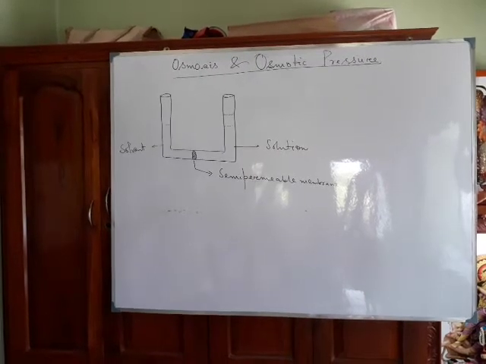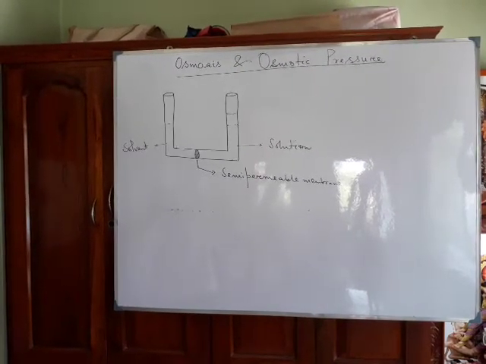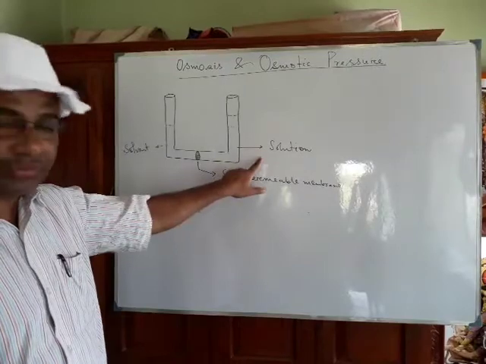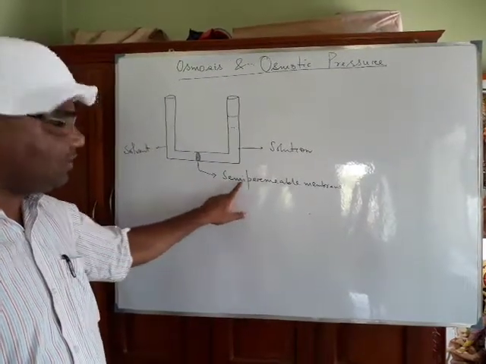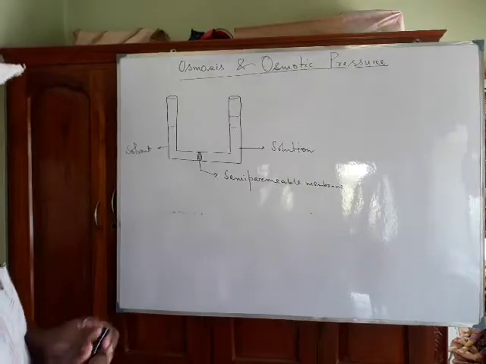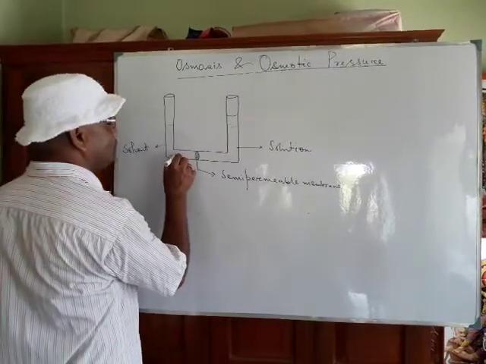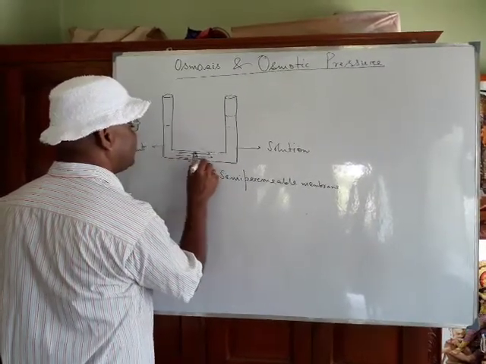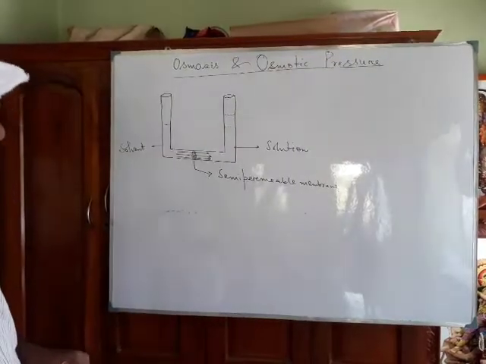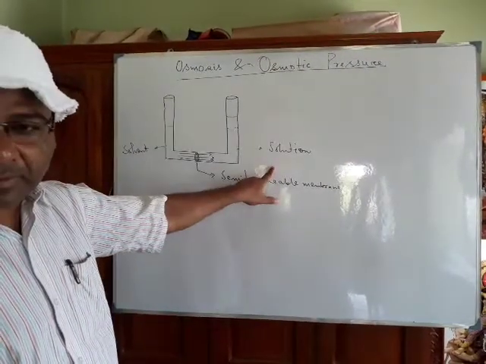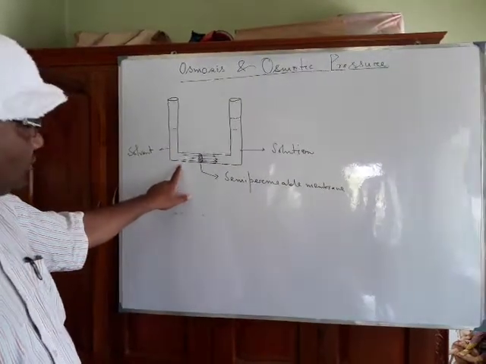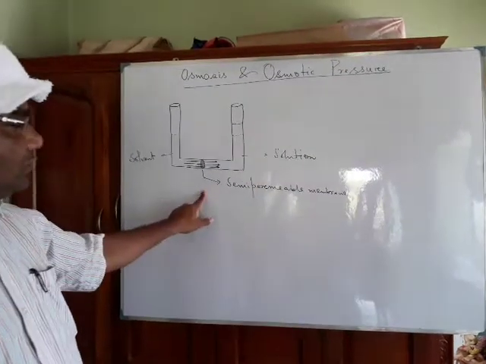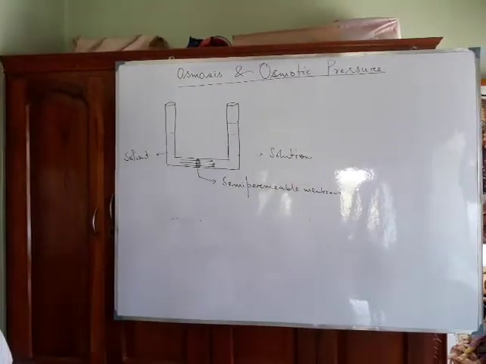Today our discussion will be on osmosis and osmotic pressure. When a solvent is separated from a solution by a semi-permeable membrane, only the solvent molecules will pass through that semi-permeable membrane from the solvent compartment to the solution compartment, or from a dilute solution to a concentrated solution, in order to dilute the concentrated one.